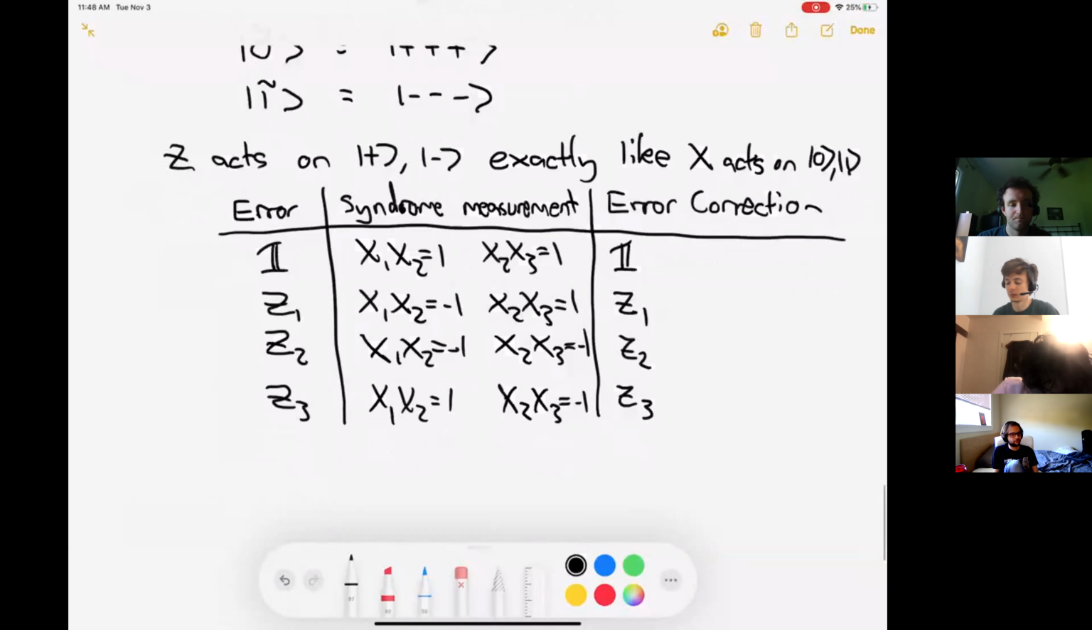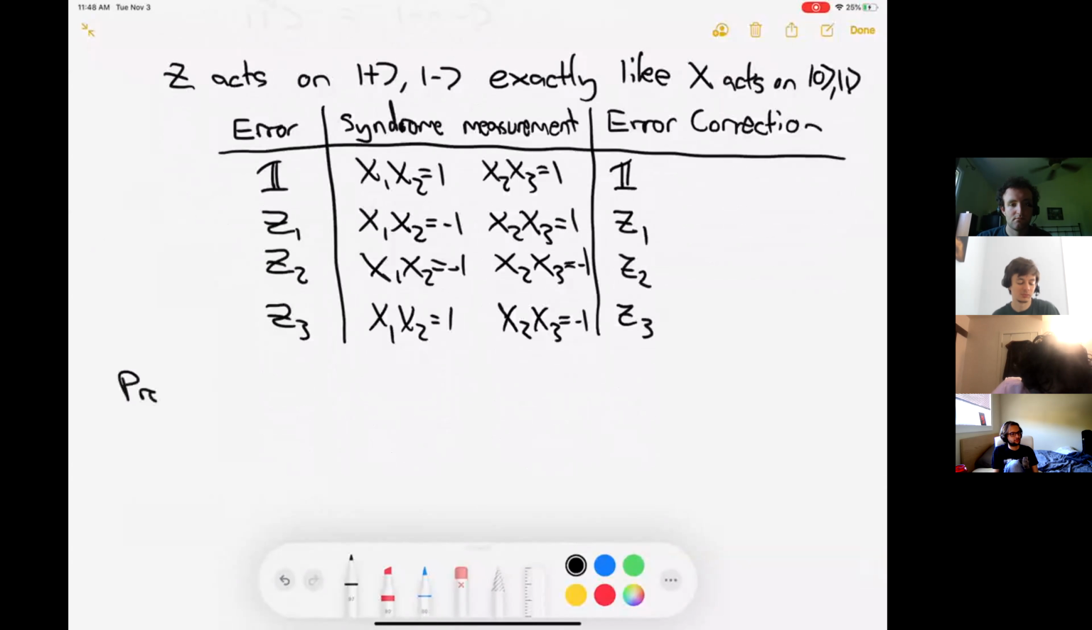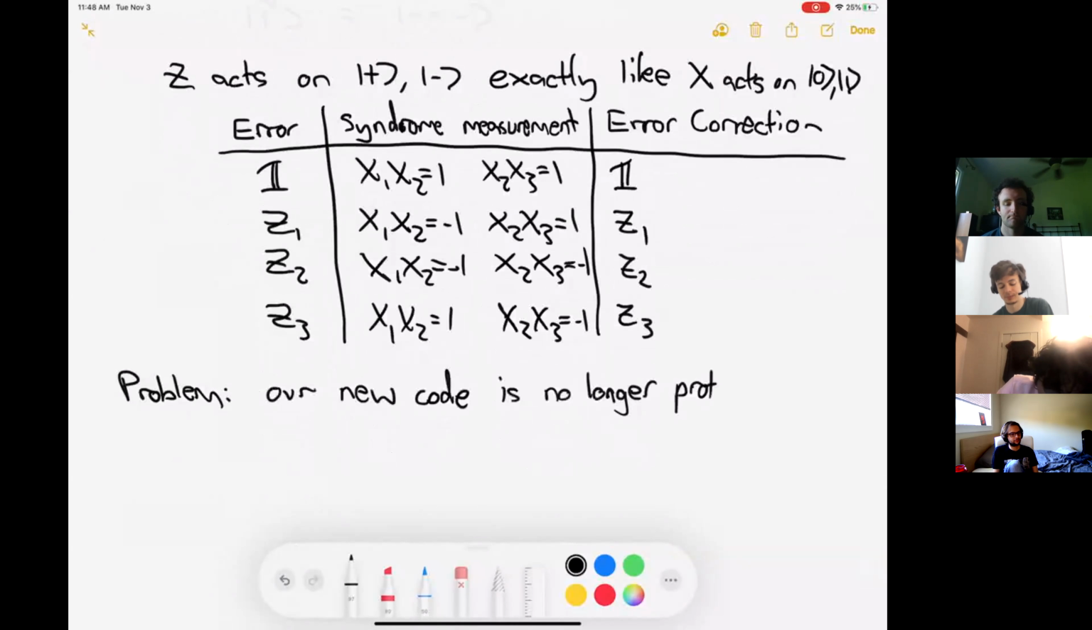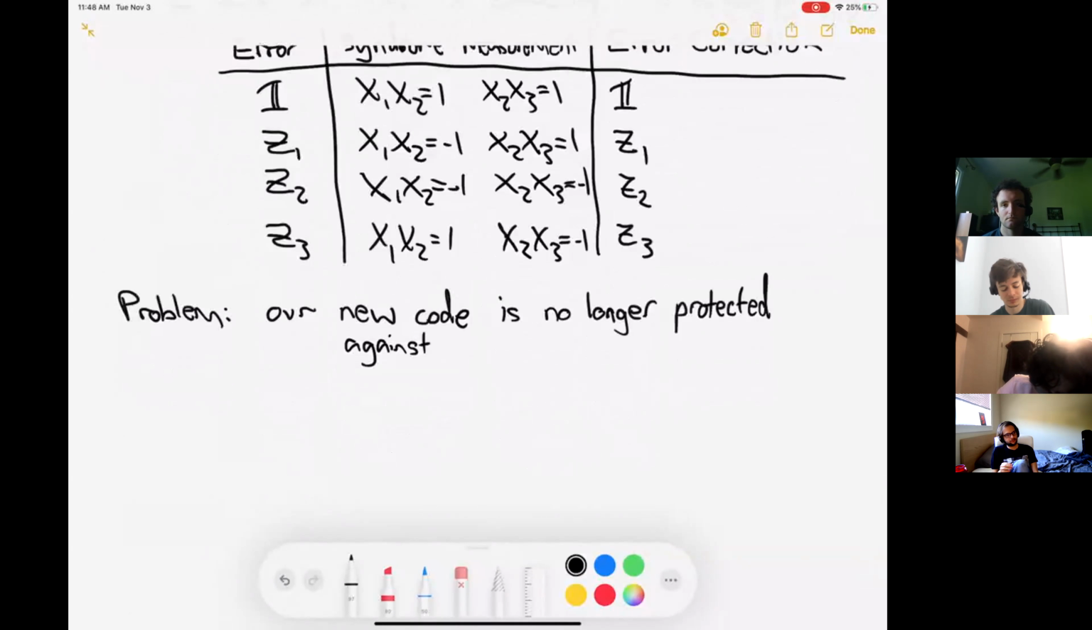Okay. Of course, there's no such thing as a free lunch. The problem is that our new code is no longer protected against bit flip errors, right? Because bit flips for this new code are exactly the same thing as phase flips for the old code. And so we're not protected against them.